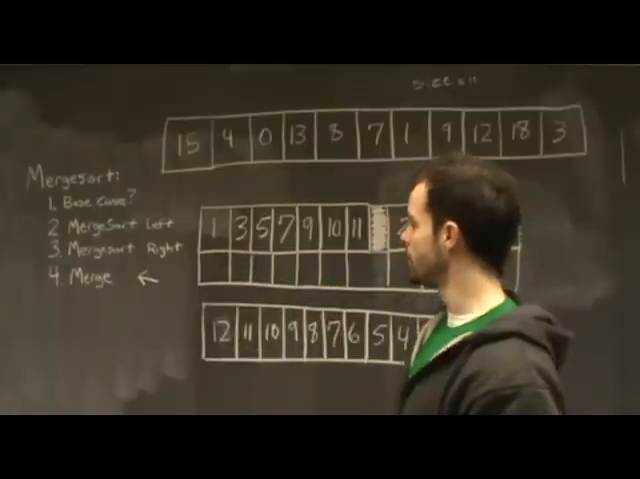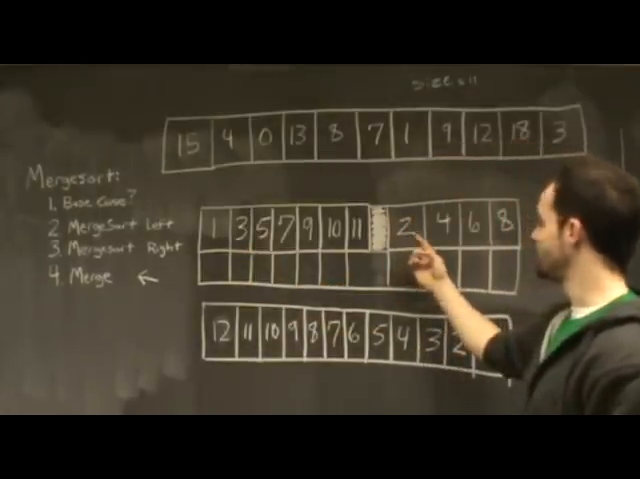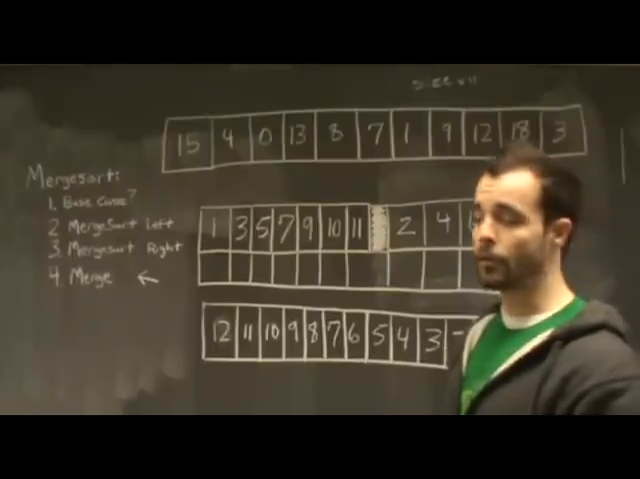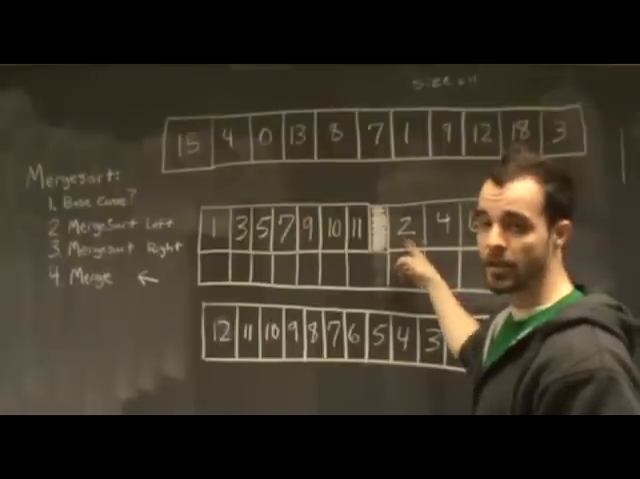The smallest element is the first element. And we have a right side that also follows that same pattern. 2, 4, 6, 8, 10 is also in ascending order. So we know that the smallest element must be the first element.